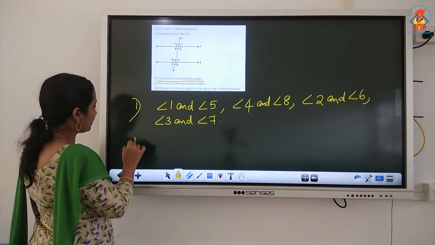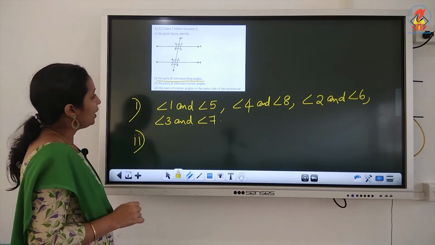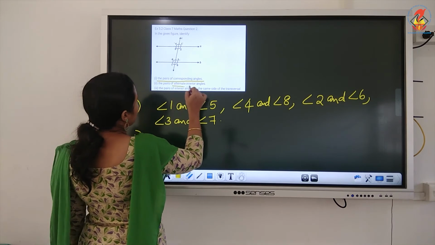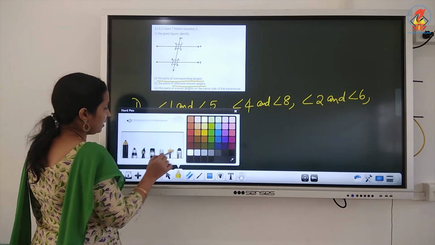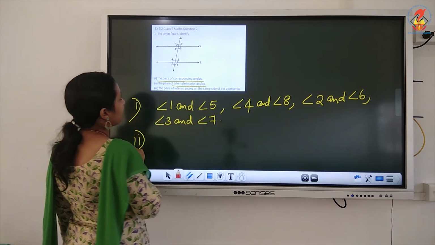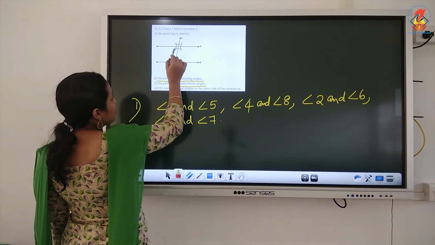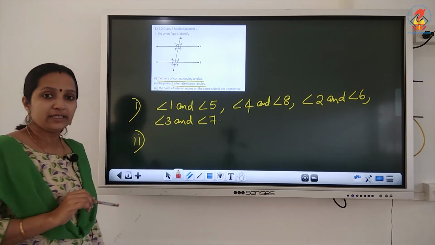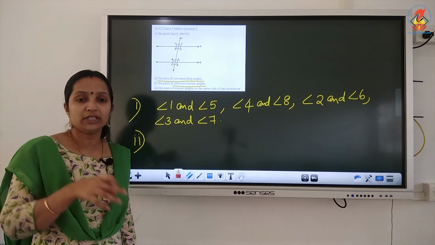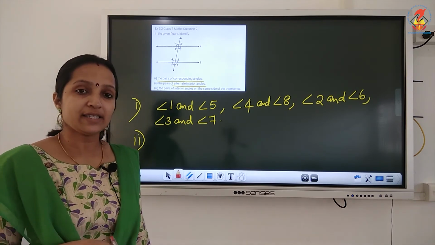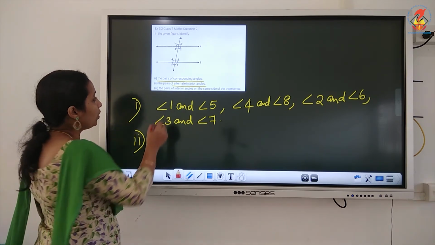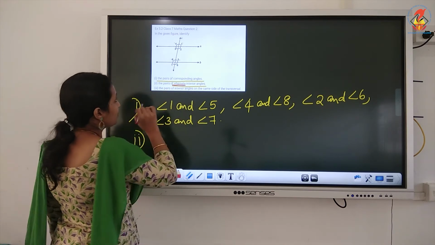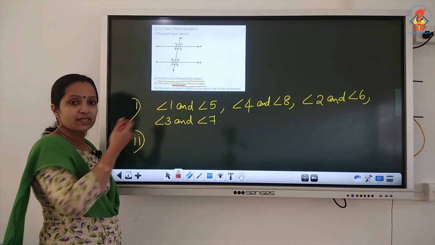Now, move to the second question. Pairs of alternate interior angles. Which are the alternate interior angles? 3, 2, 8, 5. They are the interior angles. Interior angles means what? Within the two lines, or you can say inside the two lines. Okay. And the word alternate is there. Alternate means what? One is on that side and one is on this side.